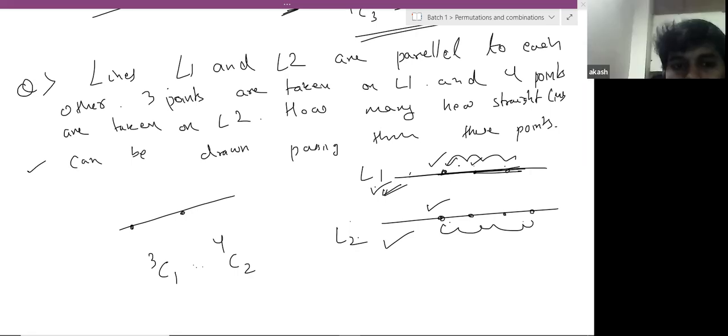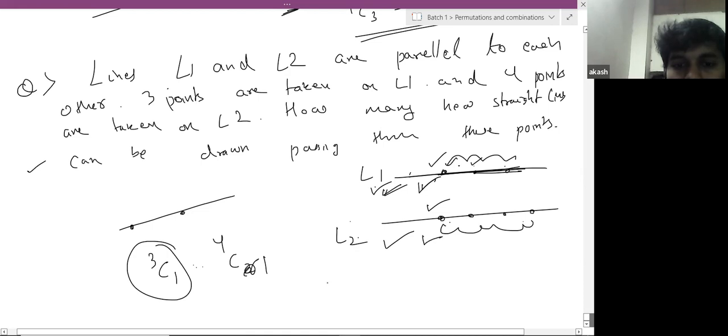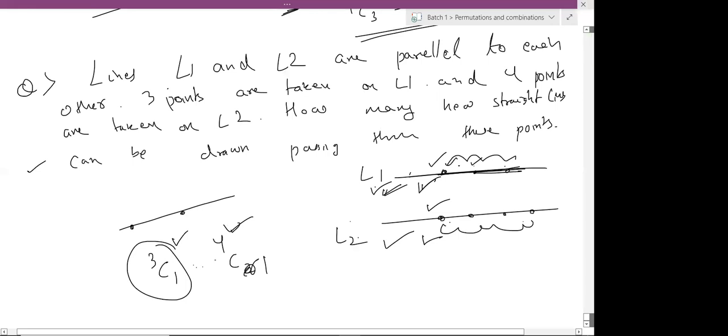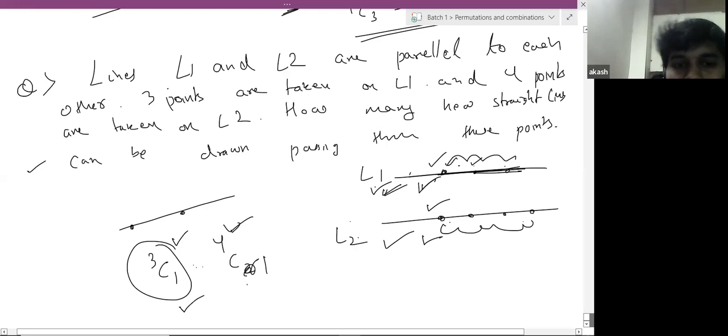Okay. But see, when I'm writing 3C1, that means I'm choosing one point from L1. And when I write 4C1, I'm choosing 1 point from L2, right? So to get a straight line, I need to take this and this. I cannot choose one of this or this. Is it clear, Gautam? Yes, sir. We need to choose one from this and this. Both are compulsory. So we have to multiply 3C1 into 4C1. So the answer is 12. All right.